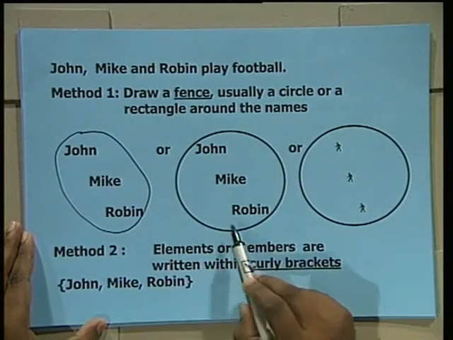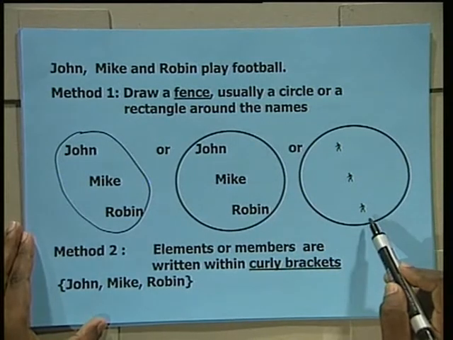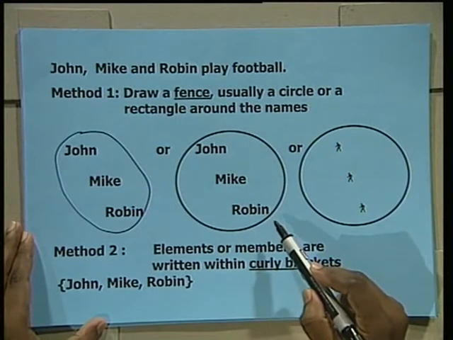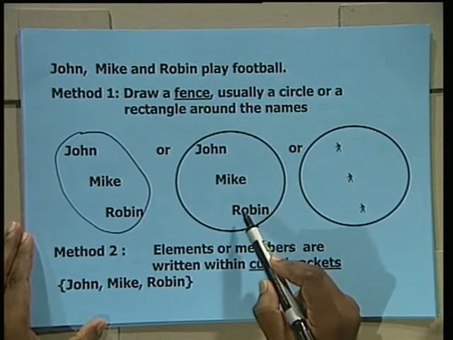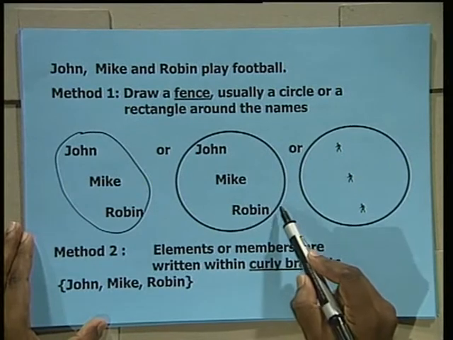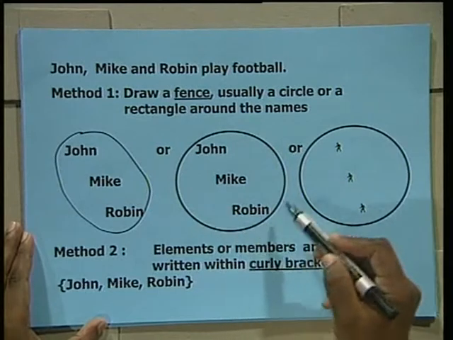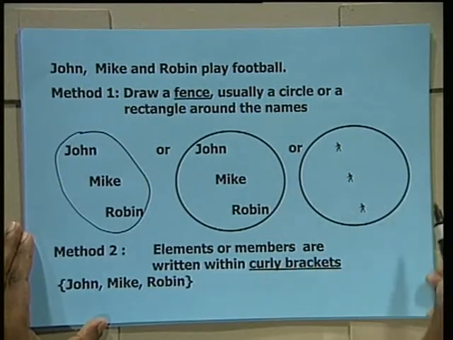Usually the fence will be in the form of a circle, or you can also use pictorial representation. Such diagrams are referred to as Venn diagrams. Remember, the fence separates all children playing football from all those not playing football. So usually the fence will be a circle. And remember, these diagrams are referred to as Venn diagrams.